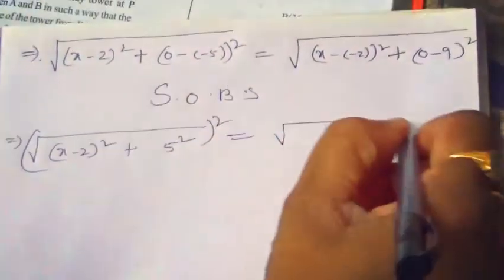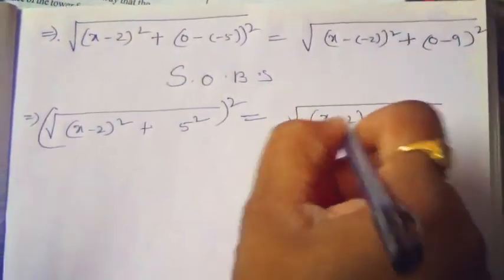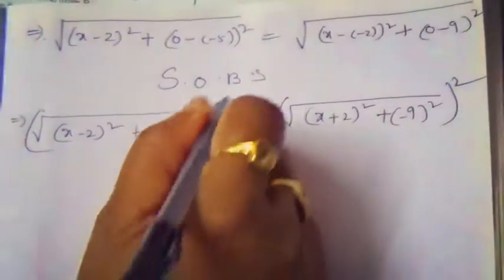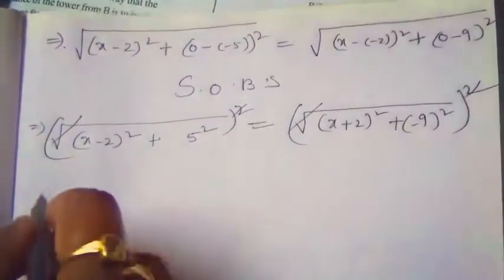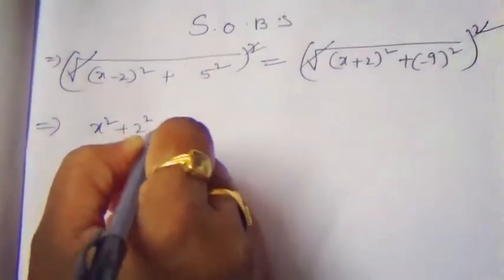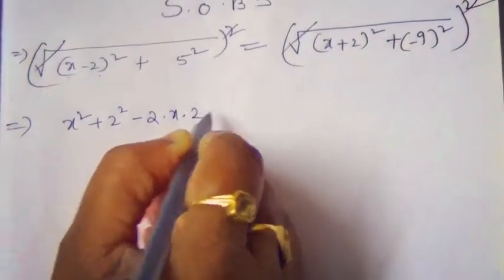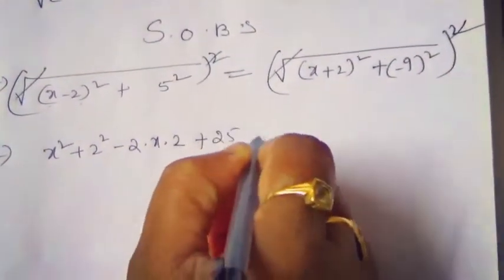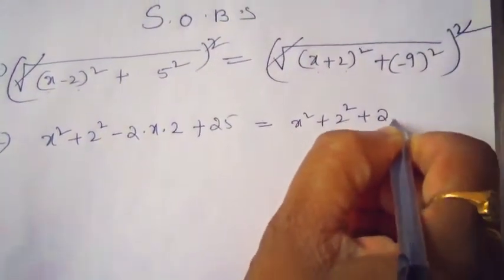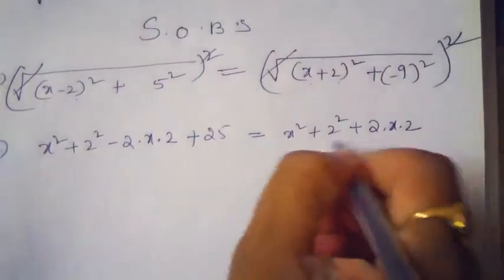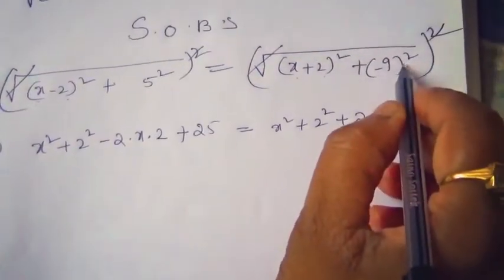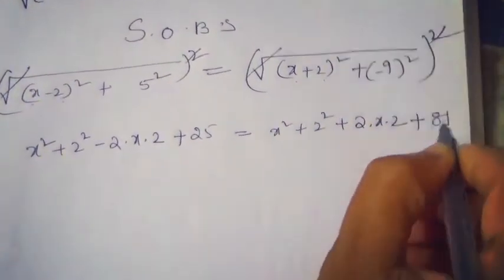is equal to square root of x plus 2 whole square plus minus 9 whole square, whole to the power of square. Square root cancels, square root cancels. That implies it is in the form of (a minus b) whole square, a square plus b square minus 2ab, plus 5 square means 25. Here (a plus b) whole square is a square plus b square plus 2ab, just like the formula I am writing here. So here minus becomes plus. Why? Because an even number is there in the power. So 9 square means 81.